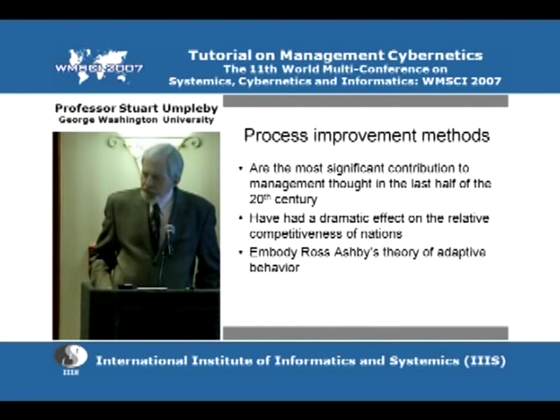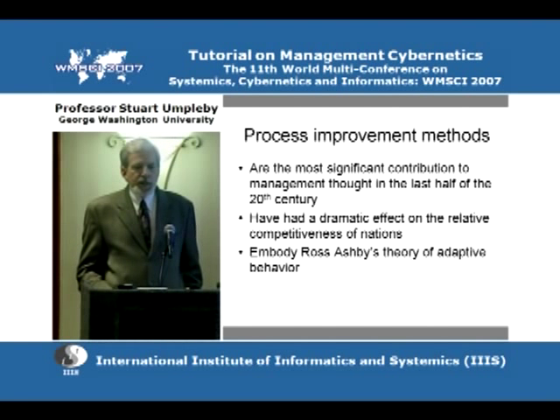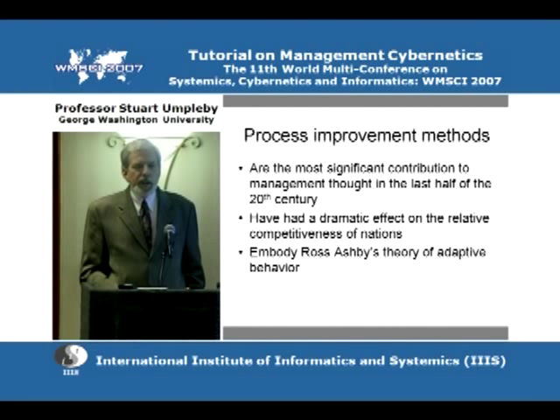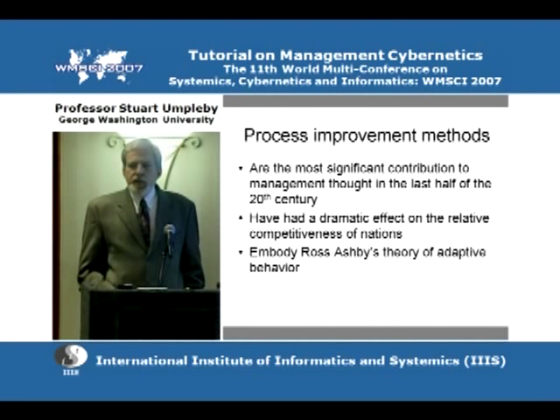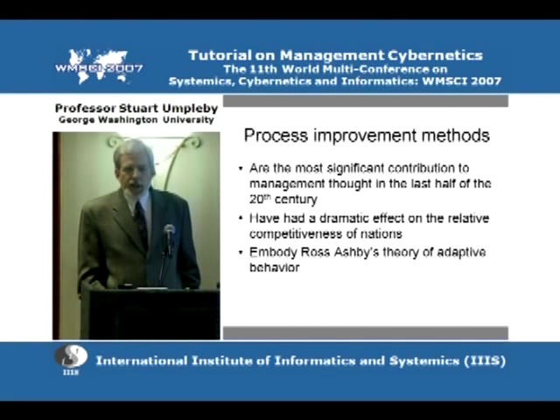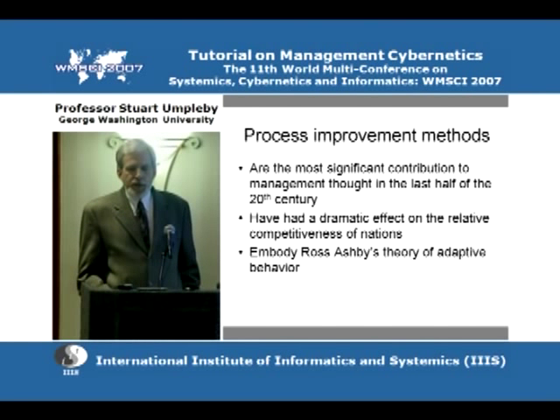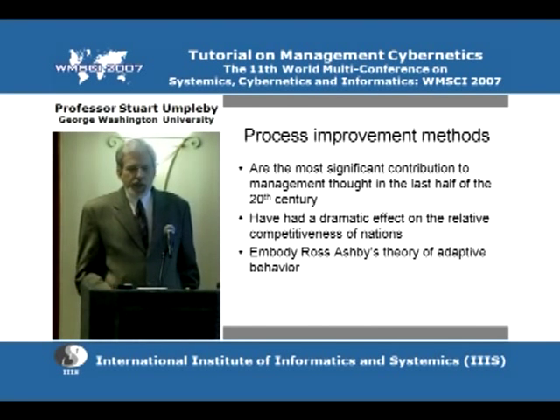So the first point of view that I will go over is process improvement methods that have been developed by people such as Edwards Deming, Juran, Feigenbaum, Crosby, etc. These are very well known now. They were developed going back as early as the 1930s. They were used during World War II in the construction of war material. And after World War II, Deming and others took these methods to Japan to improve the productivity of the Japanese economy, which worked very well.